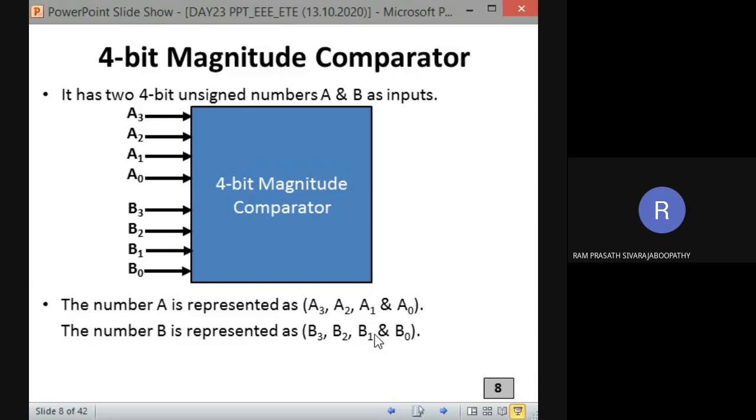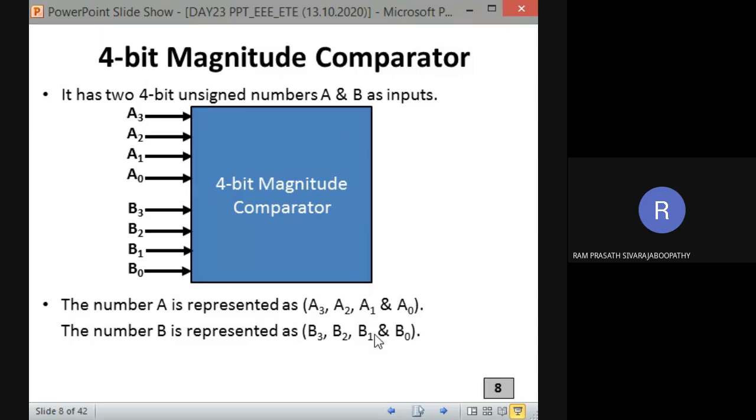Srihari, kindly check your answer. Whatever the number of bits I am comparing, the outcomes are greater, lesser, equal only. So how many outputs must be there? 3 only. Is it clear for all of you?